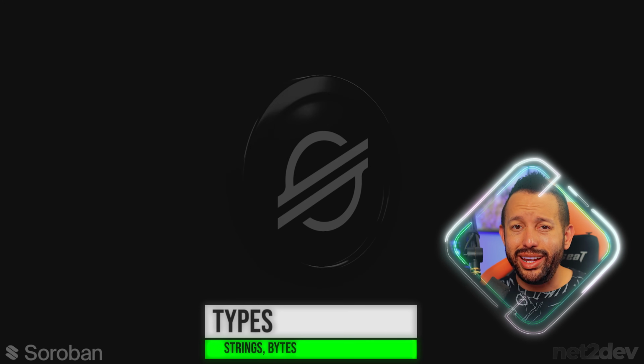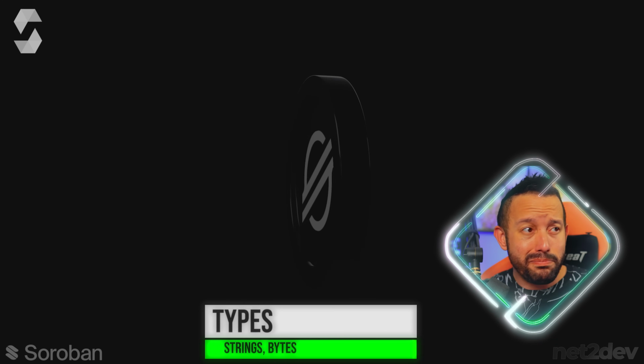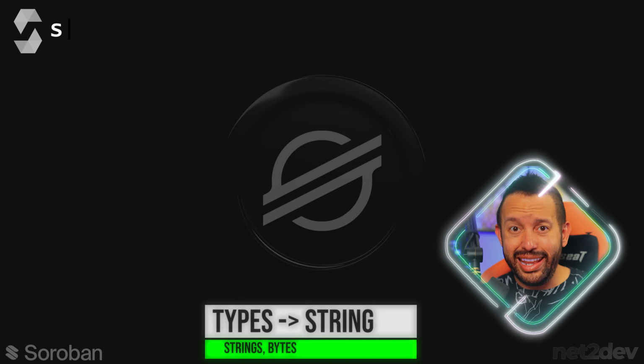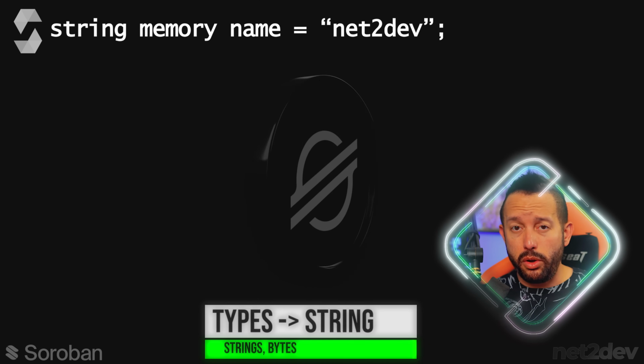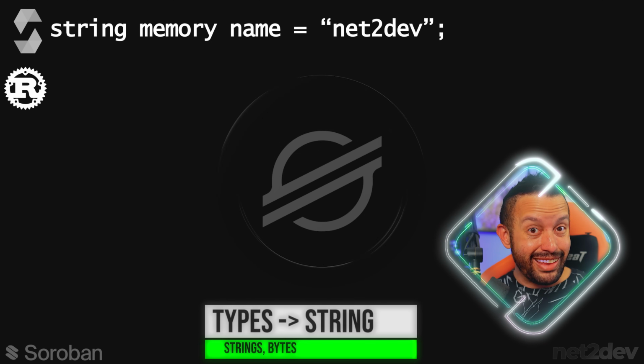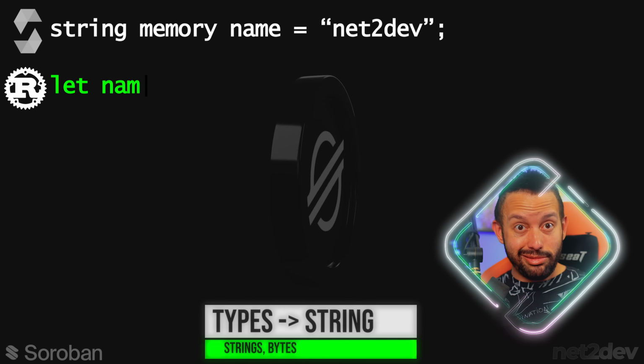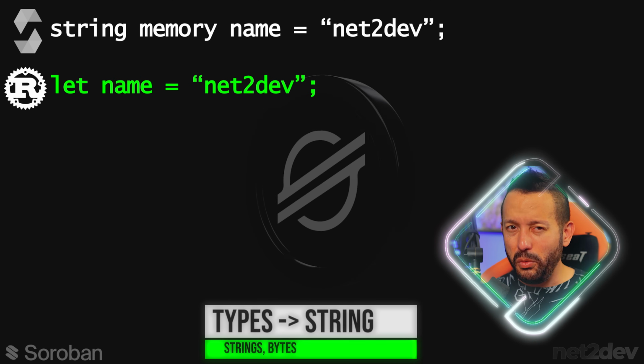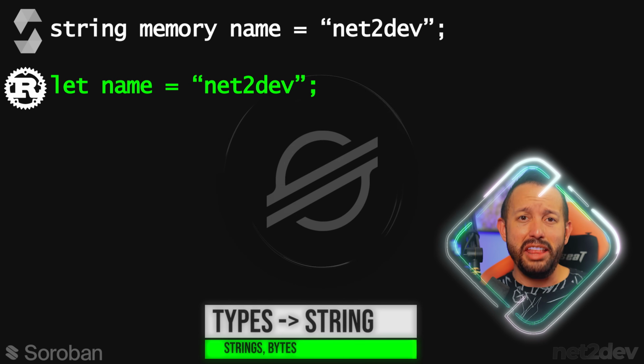Let's define the string type. In Solidity, we type string memory, the name of the variable that we want to use to store the string, then the actual string value. Let's do it in Rust. Let name equals value. That's it. That's a string. Okay. And don't worry, we're going to take a look at strings implemented in different cases.